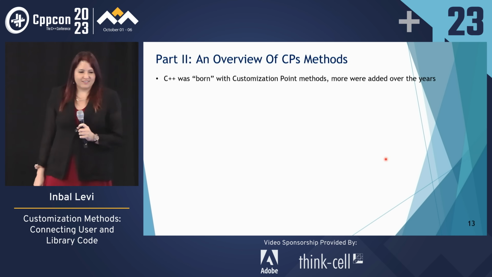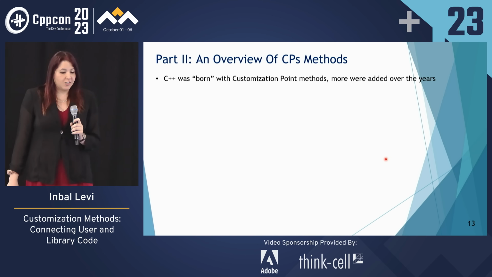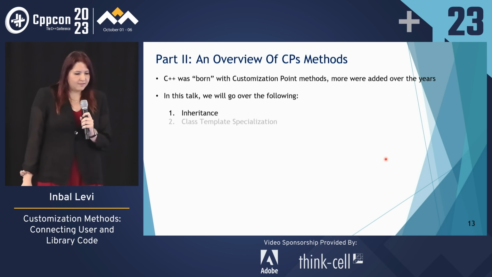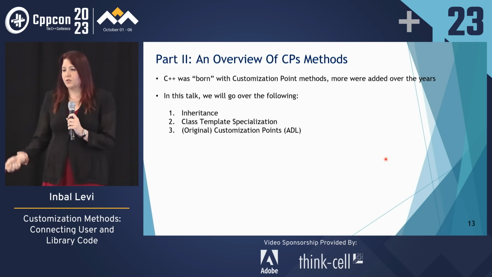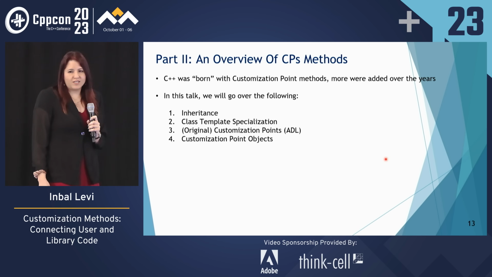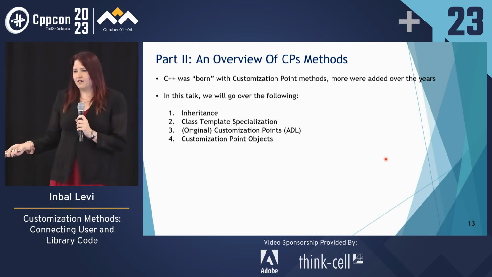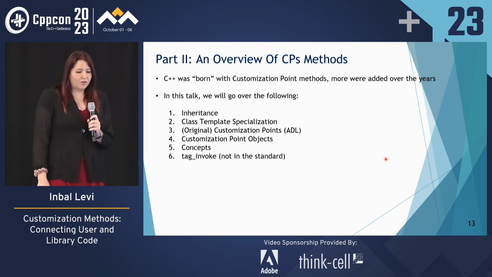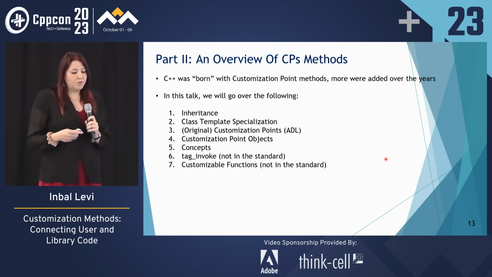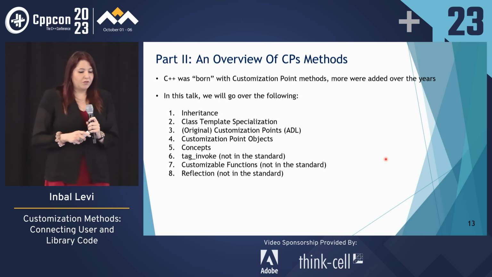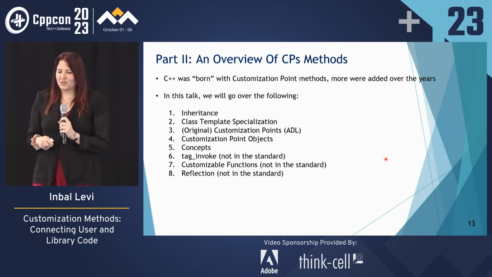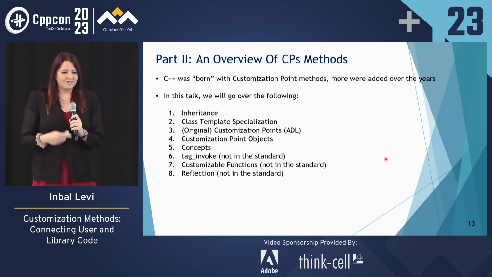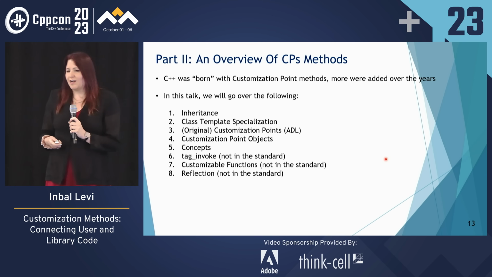All right, so let's start. C++ was born with a customization point method and more were added over the years. We will scan through the following: inheritance; class template specialization; original customization points, which have been addressed by Eric Niebler using ADL; customization point objects, which is what Eric actually proposed as an answer to that; concepts that we have; and tag_invoke, which is not in the standard; customizable functions, which are not in the standard as well; and reflection, which is not in the standard. But we're not going to focus on those long. Still, I wanted to bring them up. And I hope that by the end of the talk, you'll be able to evaluate their upsides and downsides.